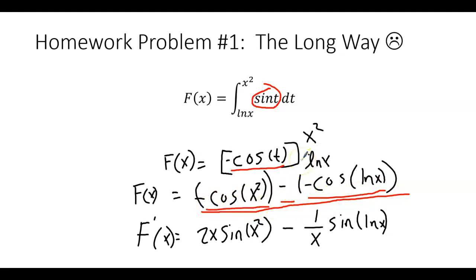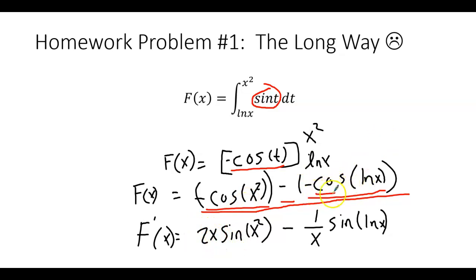And then when we take our derivative, the derivative of cosine is negative sine, so since there's a negative here, it cancels and becomes positive sine. And the inside stays the same, but we do multiply by the derivative of the inside, which is 2x.